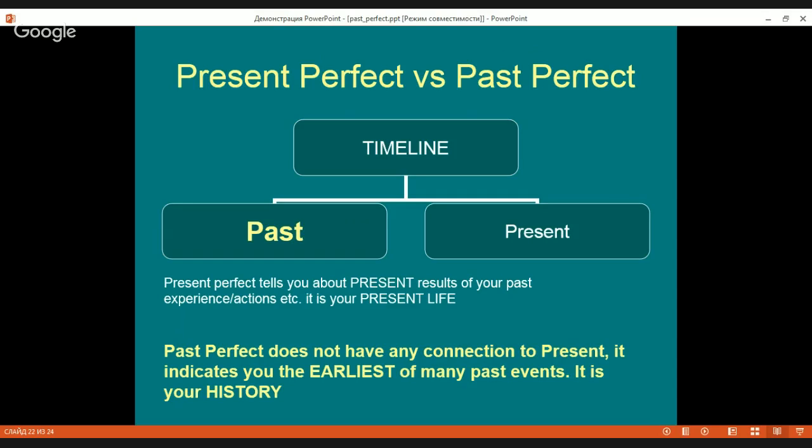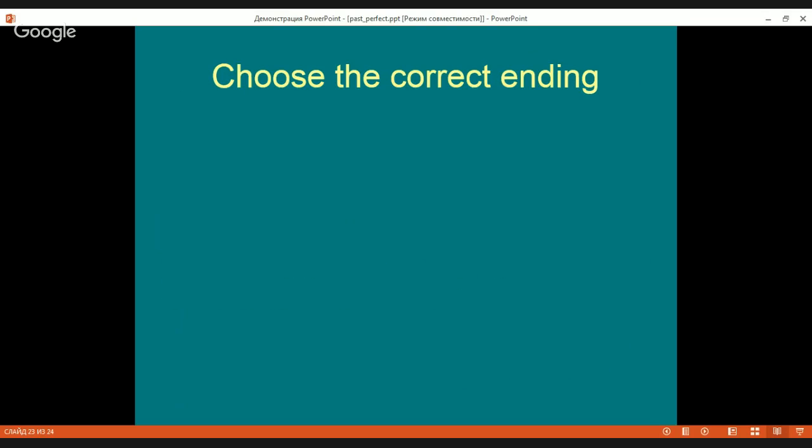We can say that it's the beginning of grammar evolution. Past perfect does not have any connection to present, and it indicates the earliest of two or several past events. It is your history. It is not your present. Now let's look at some sentences and try to choose the correct ending for them.